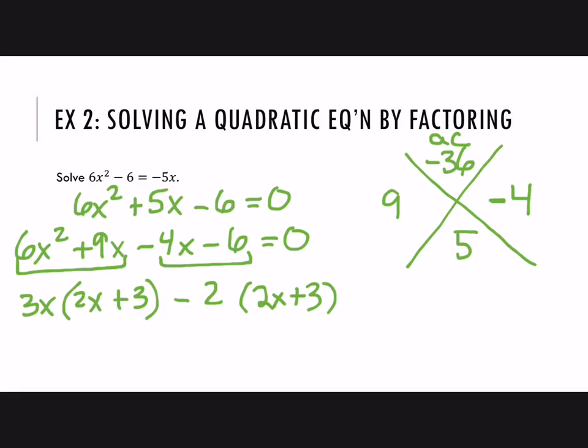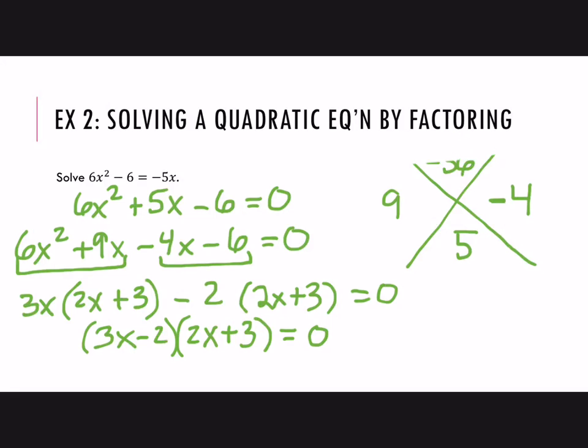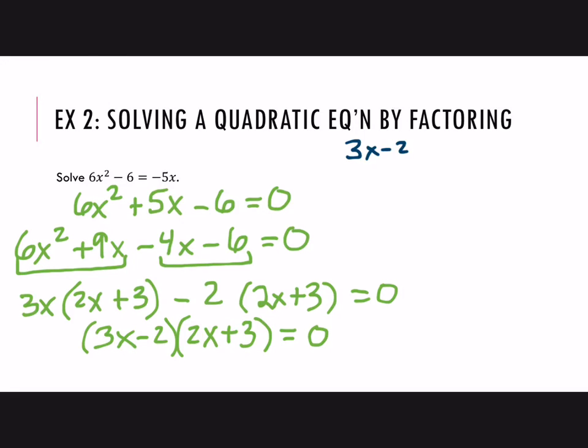All right, and now these match the 2x plus 3, so I can factor those out. And that leaves me with 3x minus 2, and then the 2x plus 3 that I factored out. And that equals 0. Okay, so now using the zero product property, I can split those up, set them equal to 0. So either 3x minus 2 equals 0, or 2x plus 3 equals 0. And then solve for x.